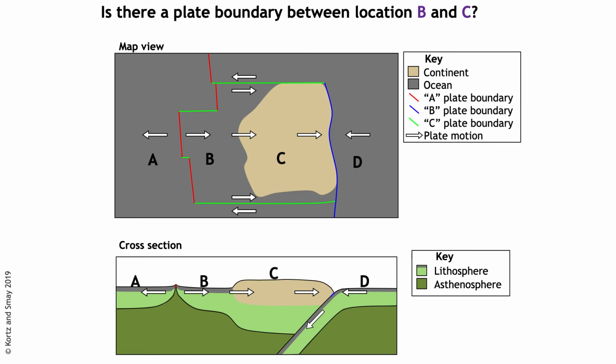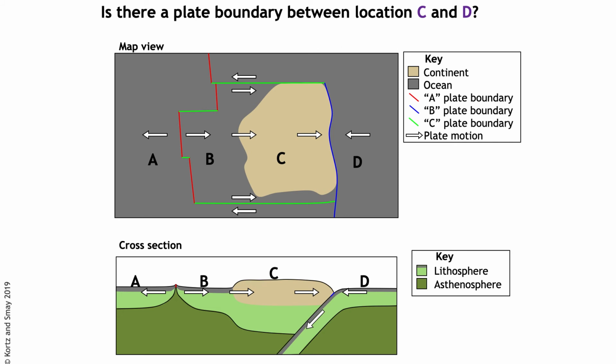Let's switch now to 2 different locations. Well, I should say one same location. B and C. Is there a plate boundary indicated on the map or the cross-section between locations B and C? In this case, there is not a plate boundary between B and C. There is a continental margin, but there is no plate boundary. They are on the same tectonic plate. They're going to be moving together. So an example of a passive margin is shown here on the west side of continent C.